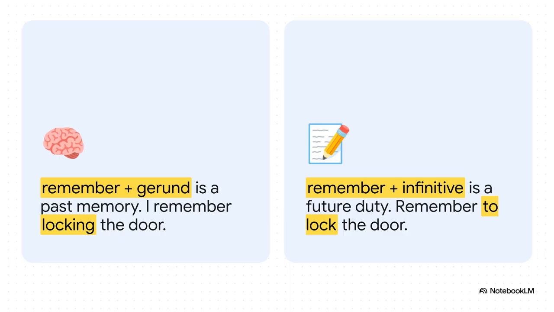Next up is remember. This one is all about time. When you use a gerund, you're looking back into the past. I remember locking the door means I have a memory of an action that's already completed. But when you use an infinitive, you're looking forward to a future duty. Remember to lock the door is a reminder to do something you haven't done yet.